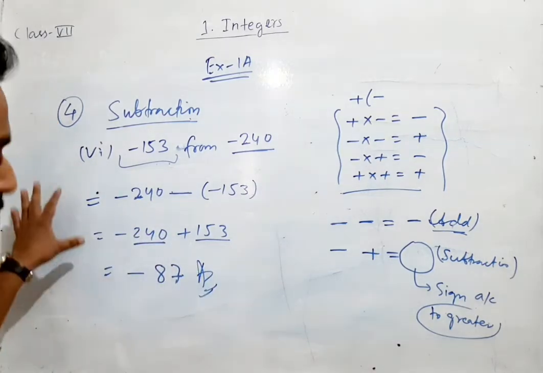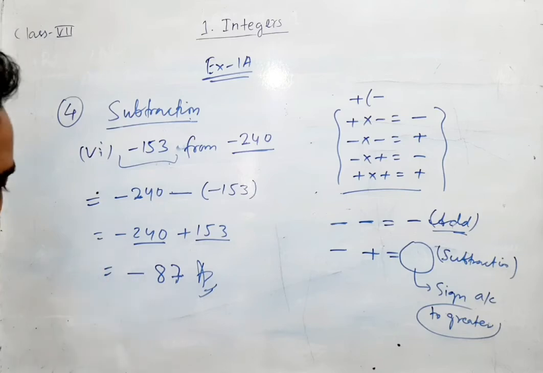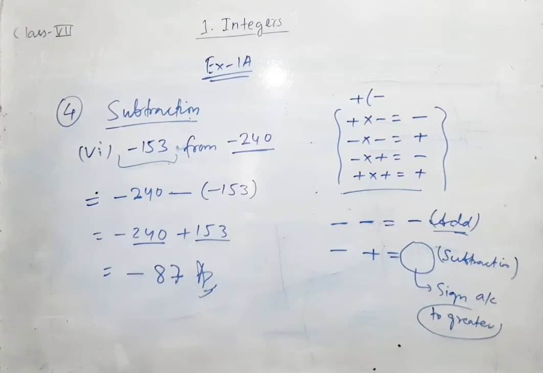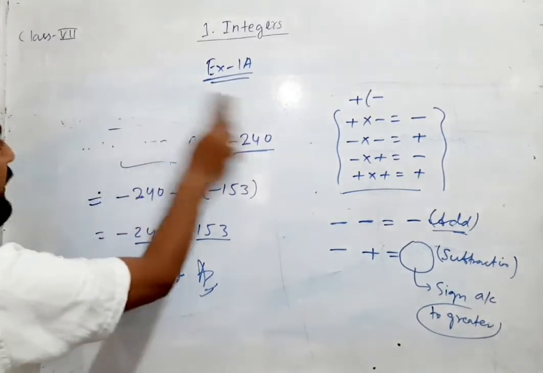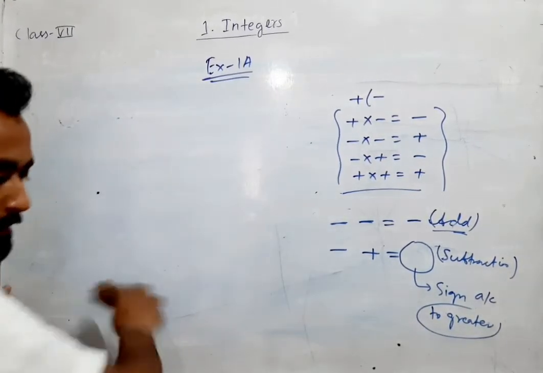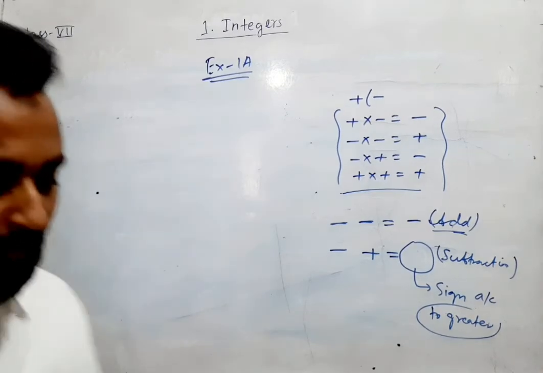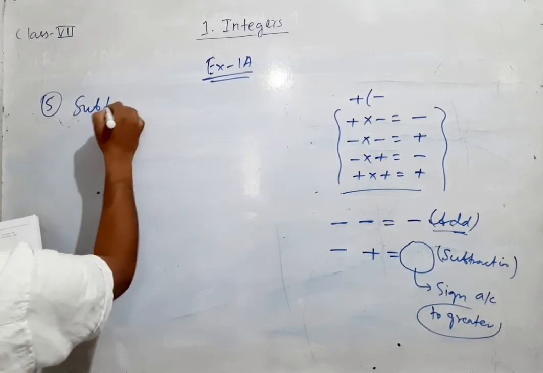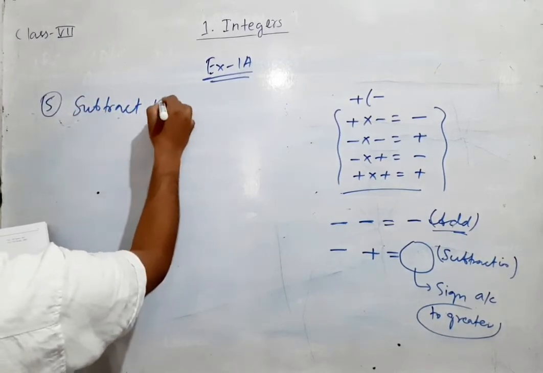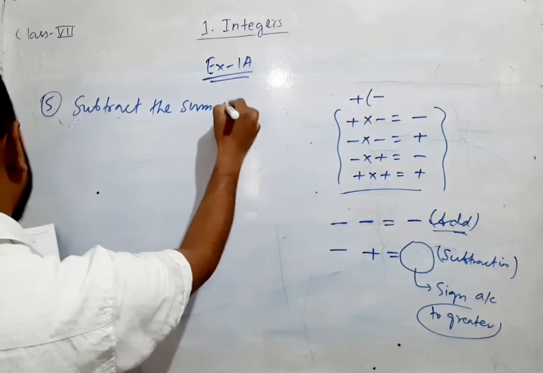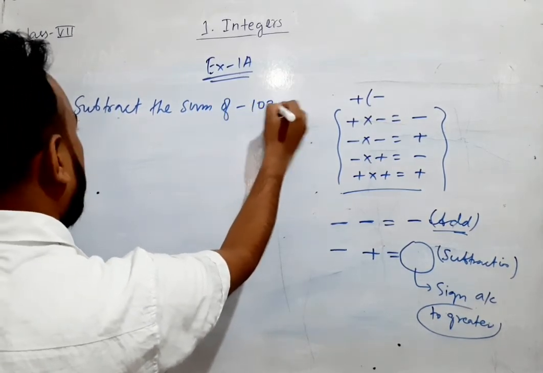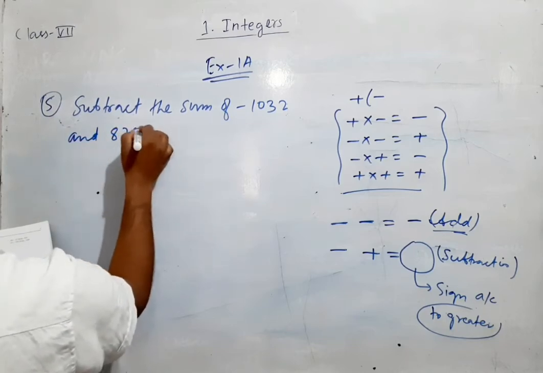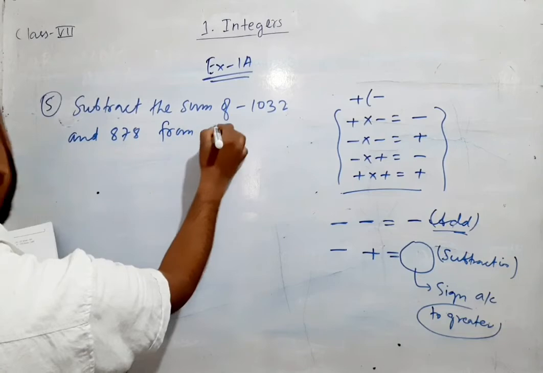So by following these steps, you can easily solve exercise 1A, numbers 1, 2, 3, and 4. Now I am solving number 5 and number 6. See, in number 5 you have given: subtract the sum of minus 1032 and 878 from minus 34.